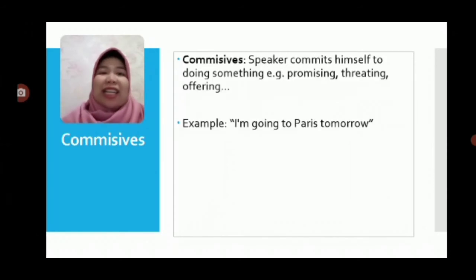The third one is commissive. Commissive is when a speaker commits himself to doing something, for example, promising, threatening, offering. The example of commissive: I'm going to Paris tomorrow. So the speaker commits himself that he or she wants to go, or has a plan to go, to Paris tomorrow.